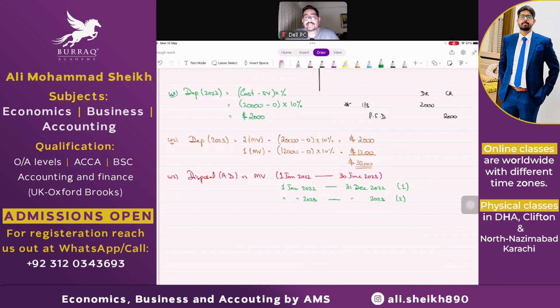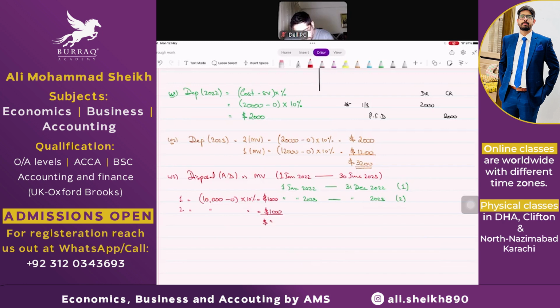The policy says that depreciation would be charged in the year of disposal as well. So you need to charge depreciation for the entire year. So the accumulated depreciation of this particular asset must be, for year 1, the cost of the motor van, 10,000 minus 0, into 10%, that is $1,000. And for the second year, the working should be the same. You must have got $1,000 for the next year as well.